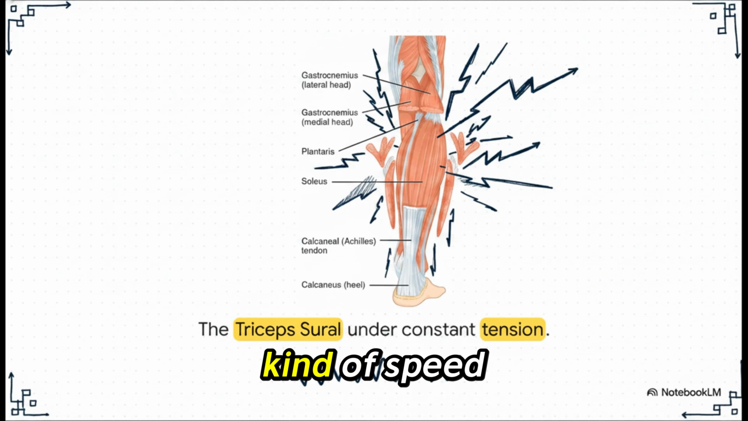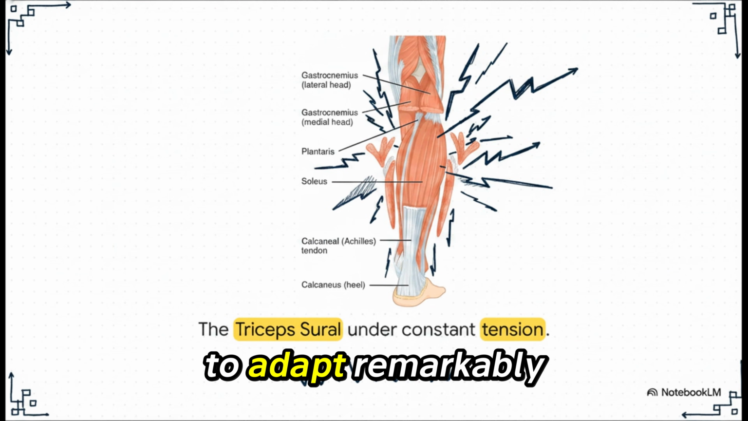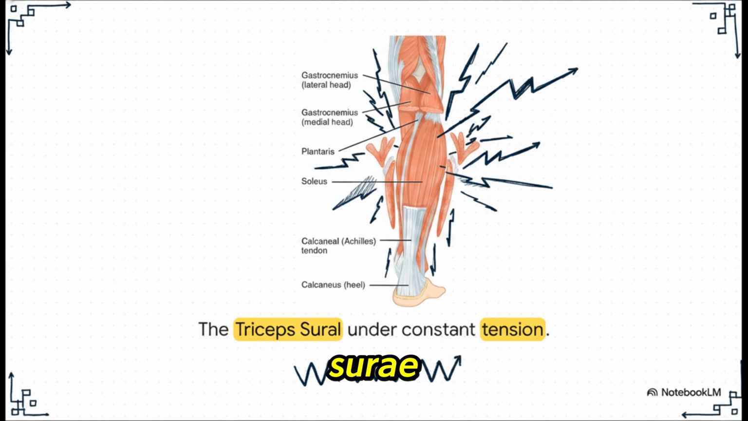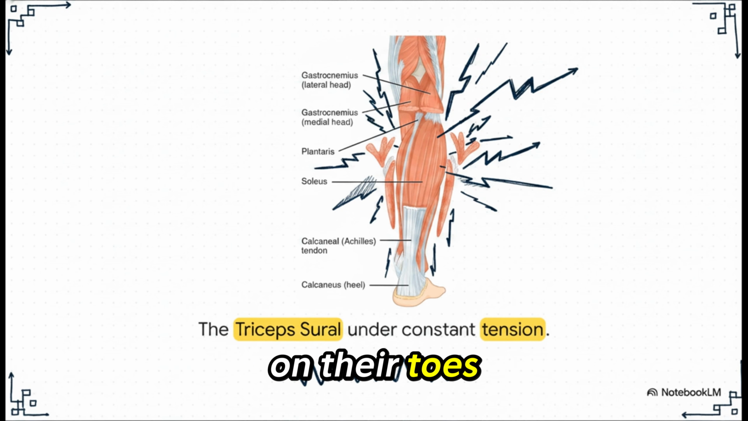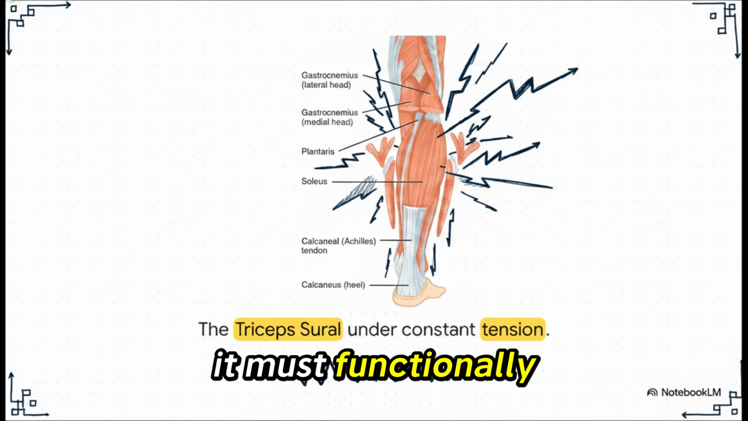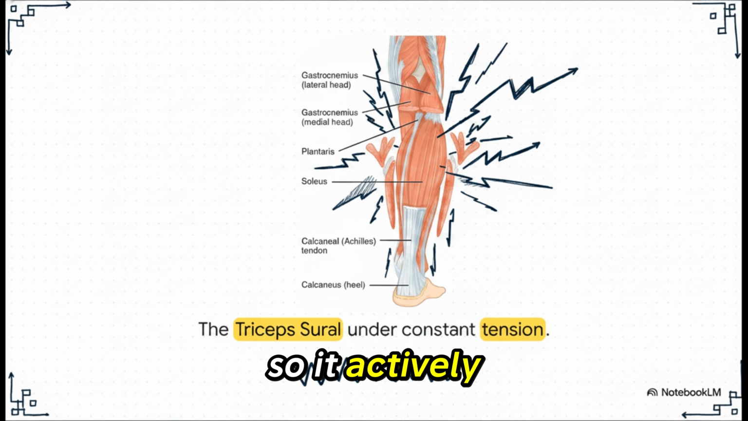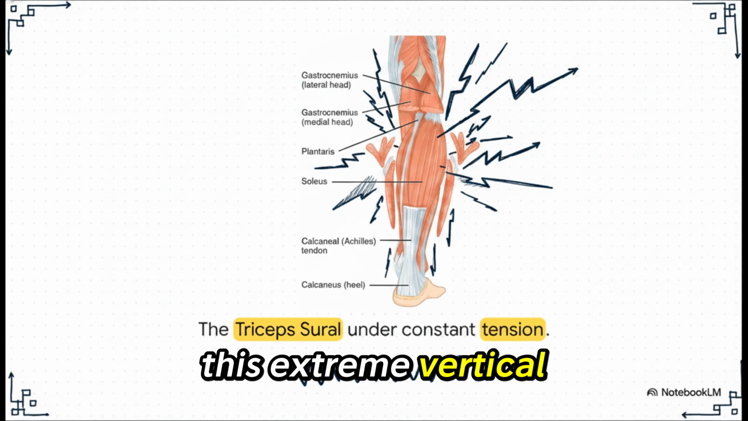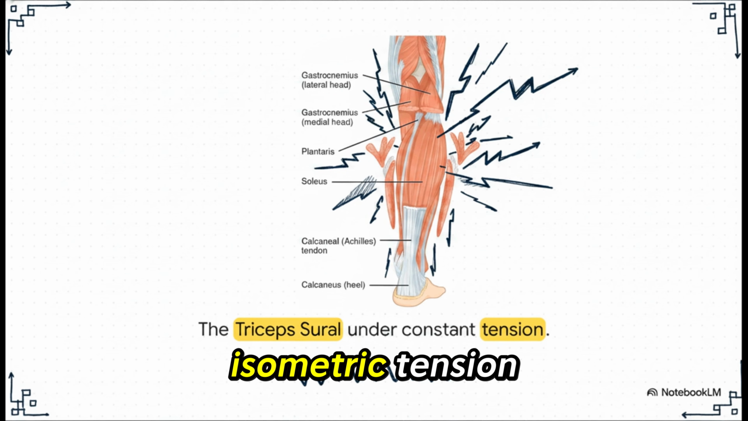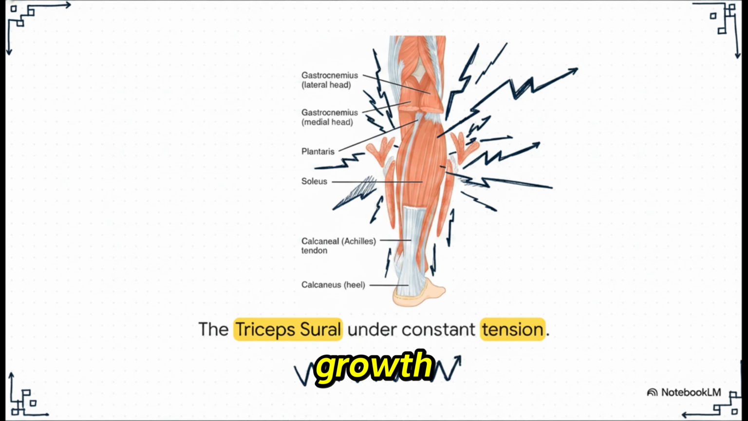To maintain this kind of speed, the musculature has to adapt remarkably. Take the triceps surae, that's your calf muscles, and the Achilles tendon. Because the dancer is in constant plantar flexion, which basically means they're permanently up on their toes, the calf muscle quite literally never rests during the performance. It must functionally hypertrophy, so it actively grows larger and denser, specifically to handle this extreme vertical propulsion and the constant isometric tension. Honestly, without this growth, the leg would simply collapse under the G-forces.